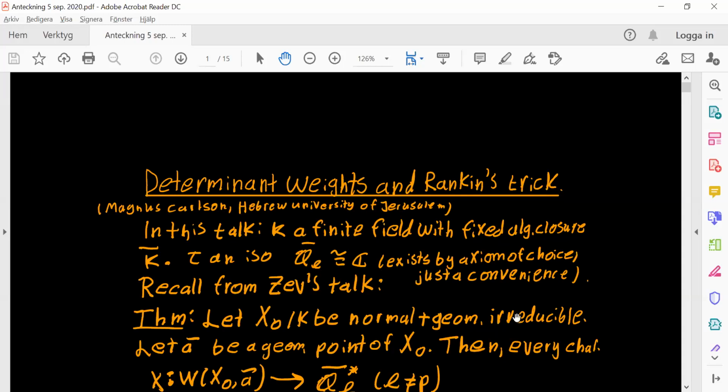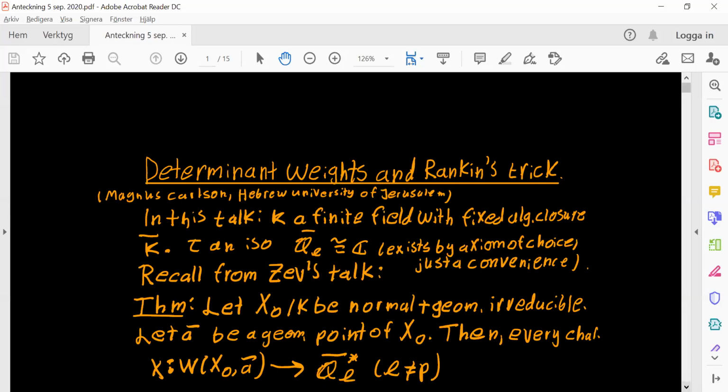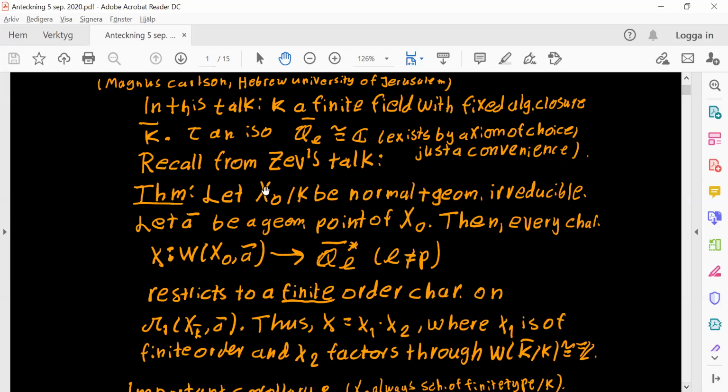All right, so let us recall the following key theorem from Sev's talk. This will be very important for us today. So the theorem is the following. Let X0 over k be a normal and geometrically irreducible scheme. Let a be a geometric point of X0. Then the theorem says that whenever we have a character from the Weil group of X0 into QL bar units, where L is not equal to P, then this character will restrict to a finite order character on the geometric fundamental group.